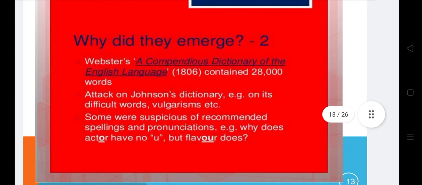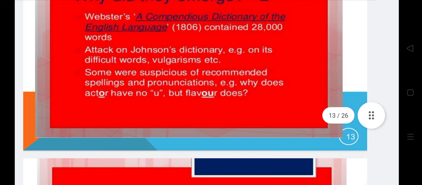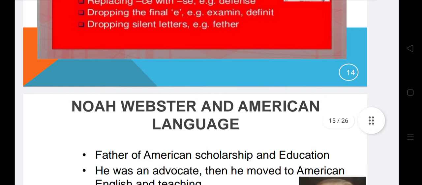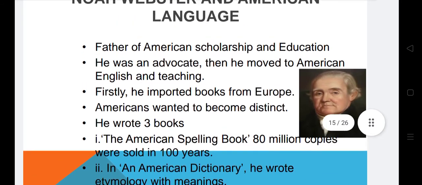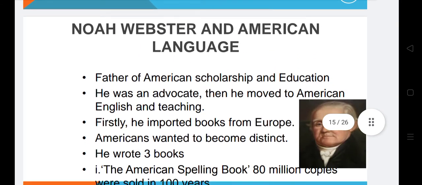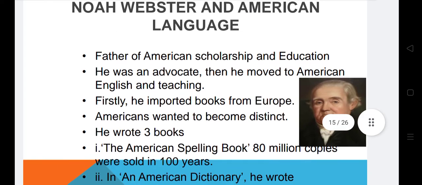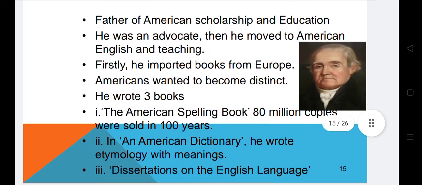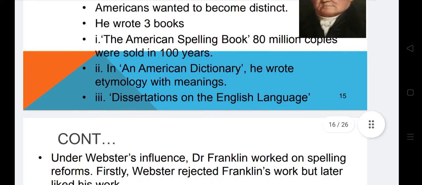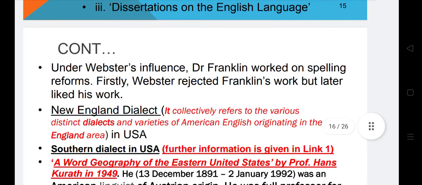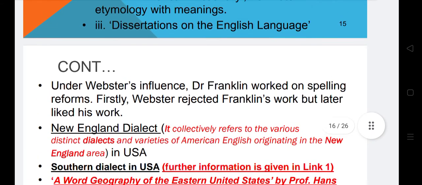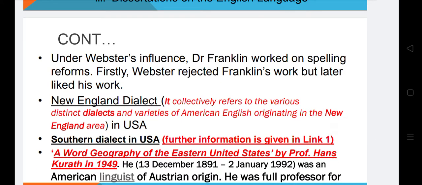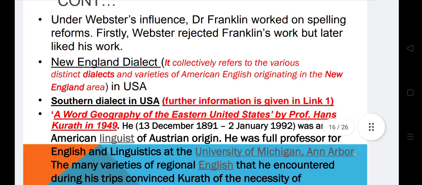And then why did they emerge? He attacked Johnson's dictionary in his work and criticized it, and wrote his own dictionary, the Compendious Dictionary of the English Language. This Noah Webster is also known as the father of American scholarship and education, and this is more about him, his books, his works, and then spelling reforms and the dictionary as well. I discussed that in the history of dictionary formation, and all of these in detail.